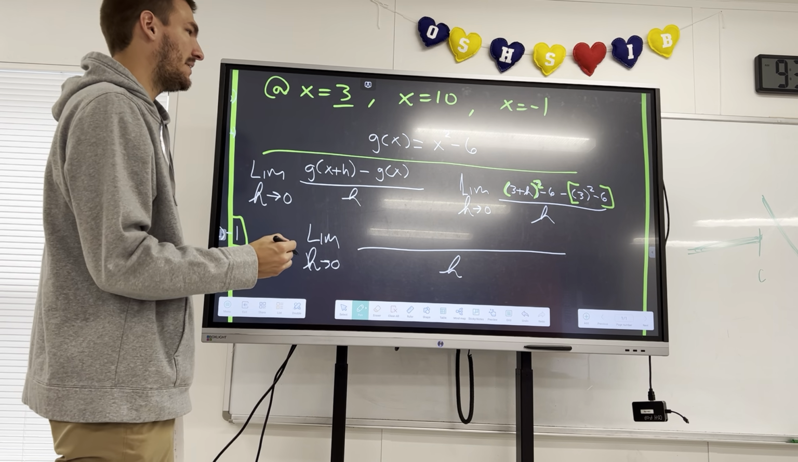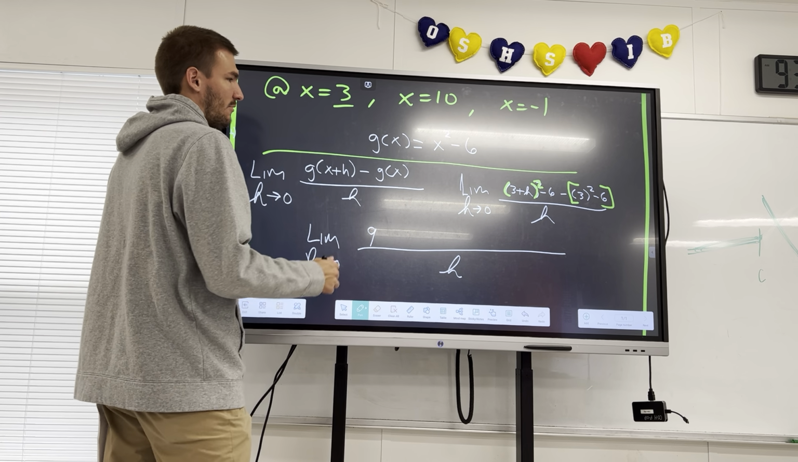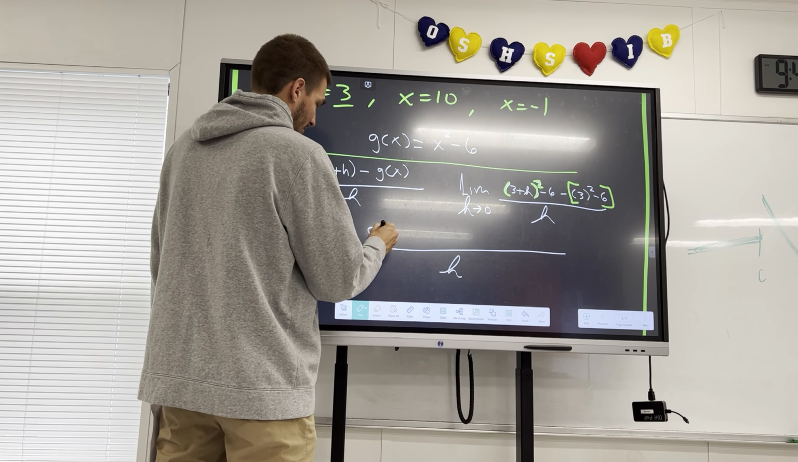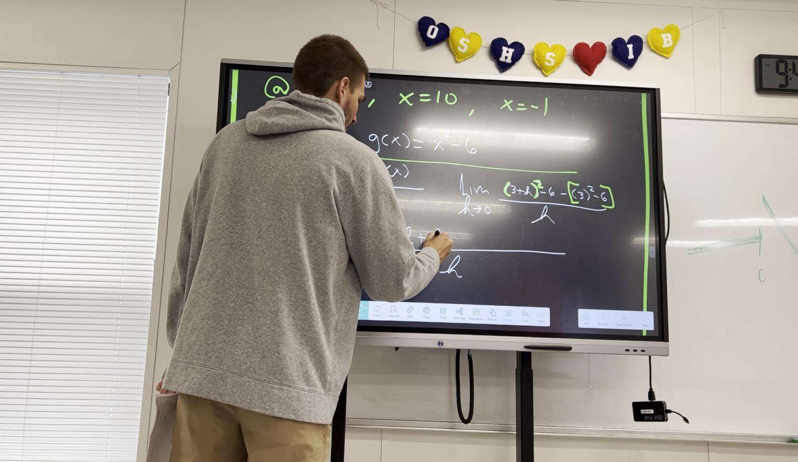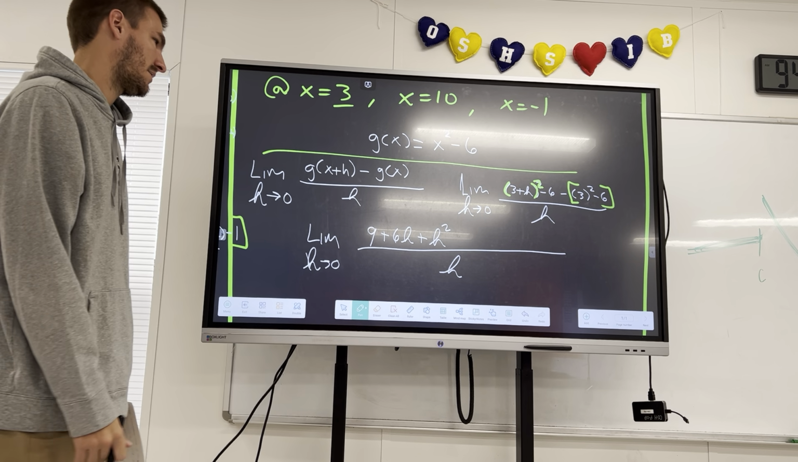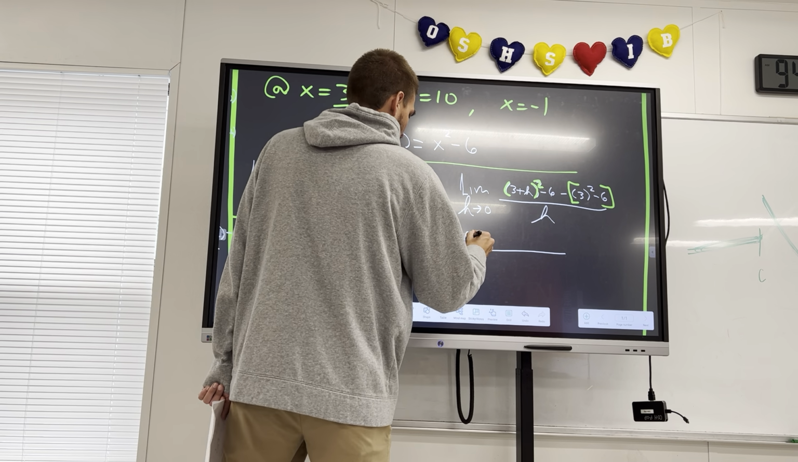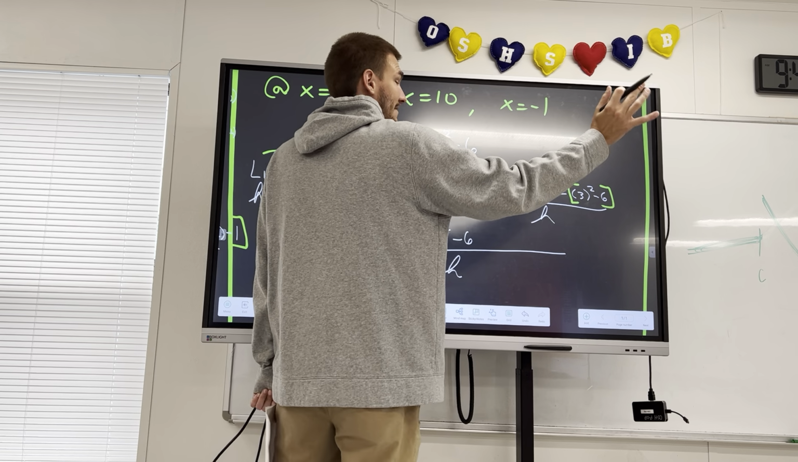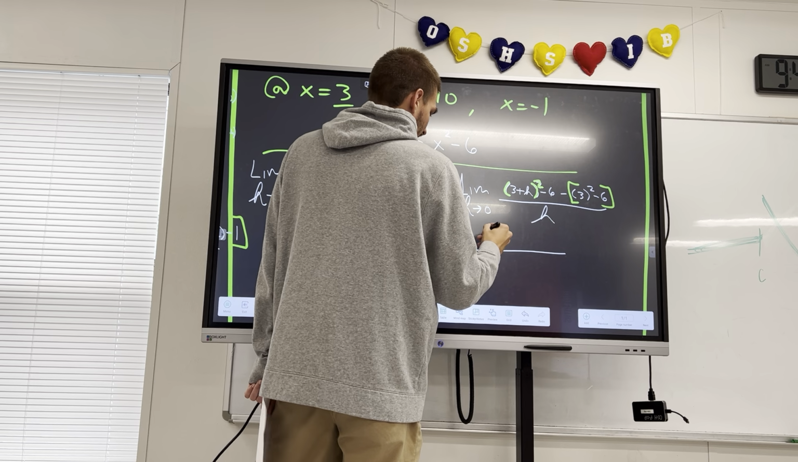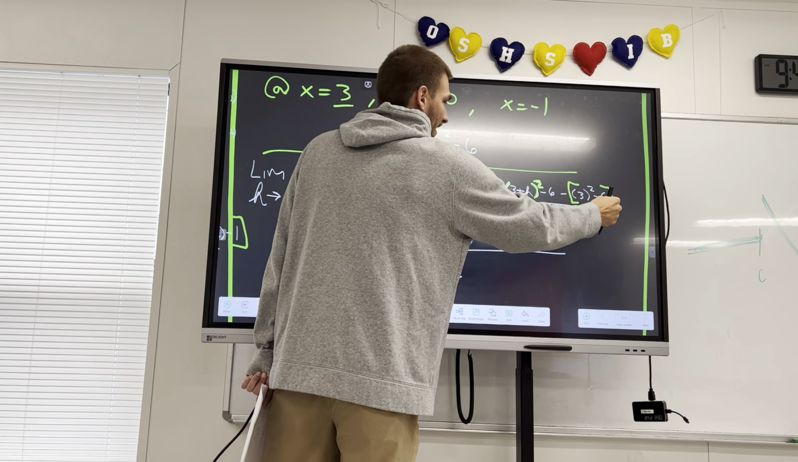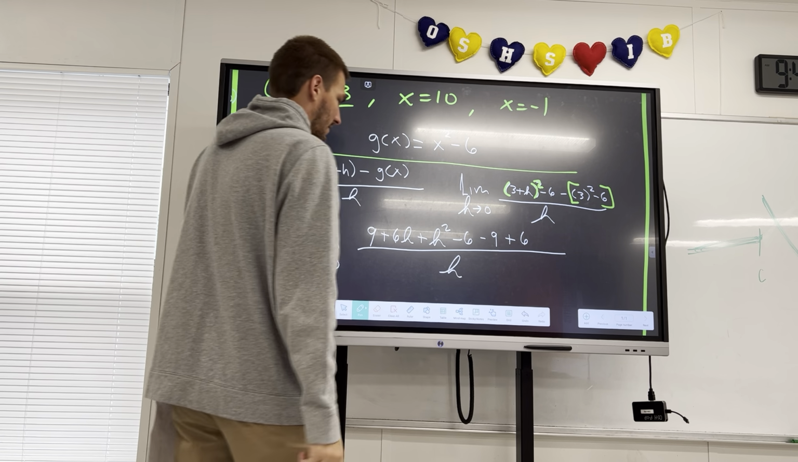The FOIL would be 9. Then we're going to have 3h, 3h, which is going to make 6h. And then we're going to have h squared. That's the FOIL. We're good with that? We're going to have minus 6. We're going to have minus, and that stuff is all numbers, so that's going to be easy. 3 squared is 9, and that's going to be a negative 9. We're going to have negative 6, but that's going to be a negative negative 6, so that's going to be plus 6.